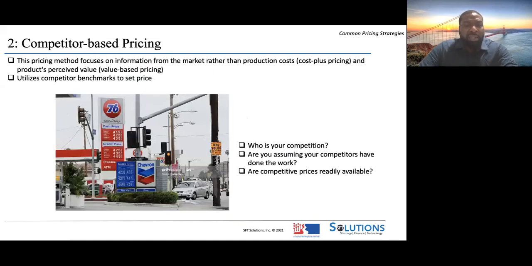The next common pricing strategy is competitor-based pricing. You basically take a look around at all the competition and see what the marketplace can bear. You have to ask yourself, who's your competition? And then you also have to assume that your competitors have done all the work to detail their pricing, right? So I would not take that for granted in the Virgin Islands.